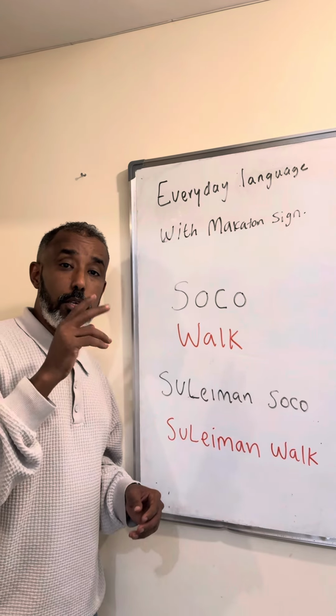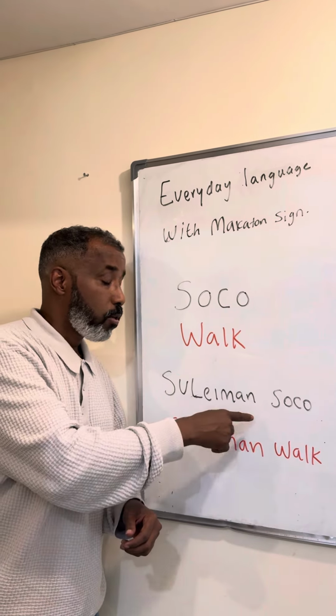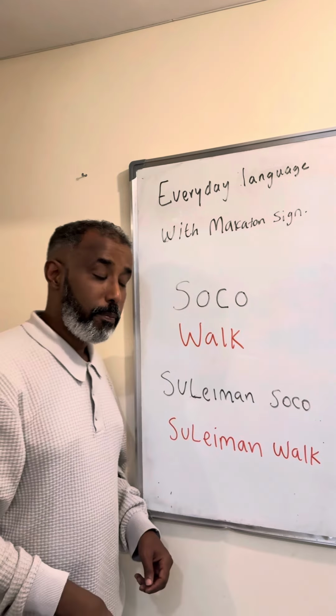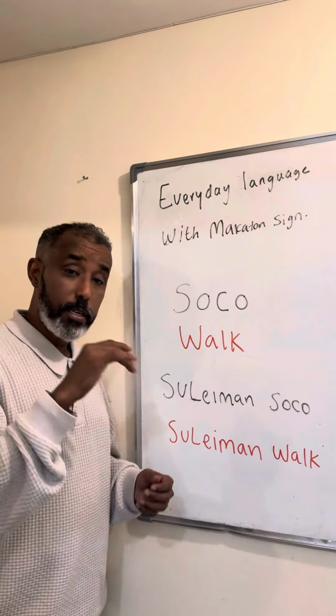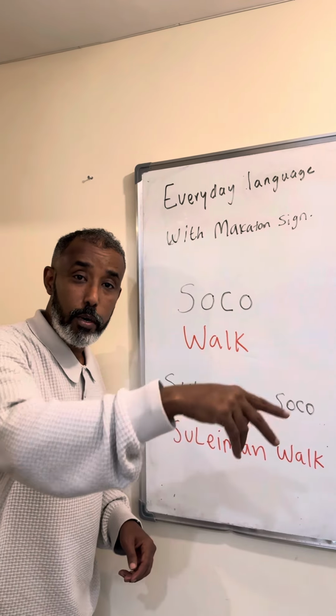I'll say in Somali first. Suleiman Su'a. Suleiman Su'a. And then you walk. And then I'll say in English. Suleiman walk. Suleiman walk. Okay?